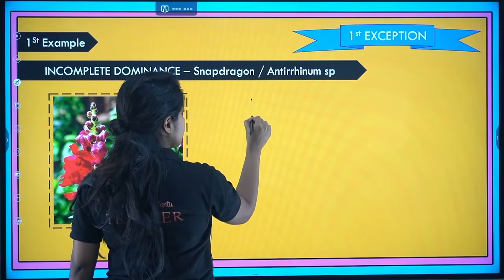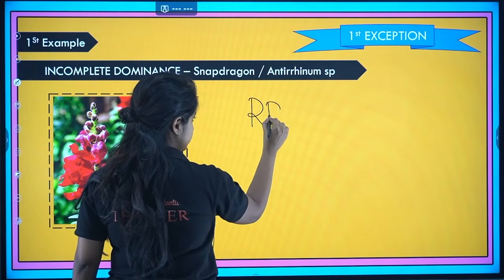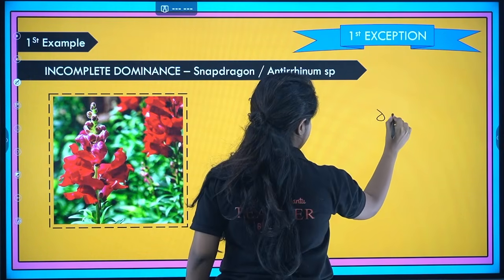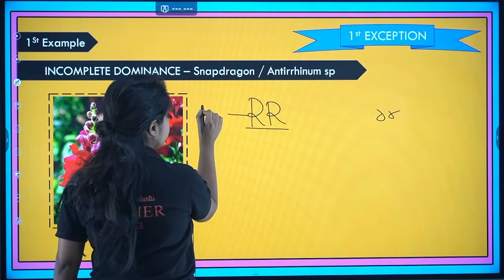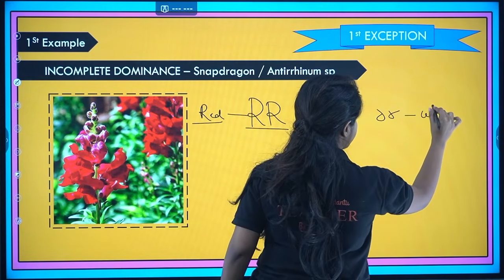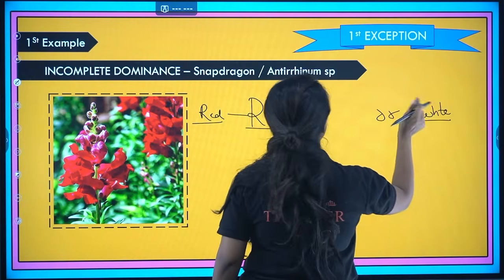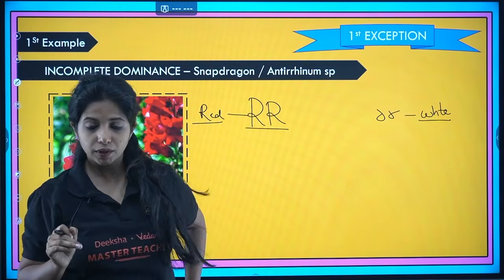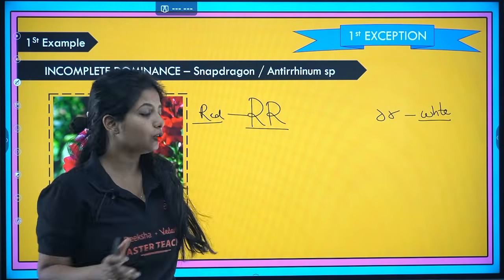There is a plant that gives you red color flower, and there is a plant that gives you white color flower. Both of them are snapdragon flowers only. So now what do you expect when you cross this and this?